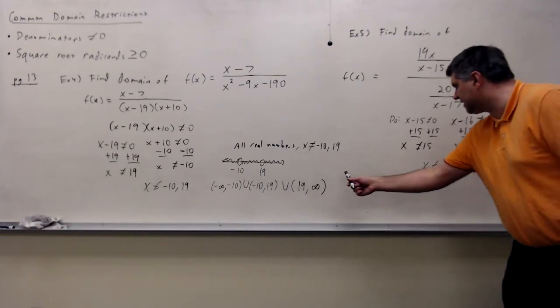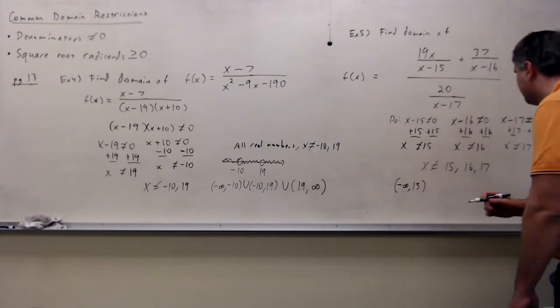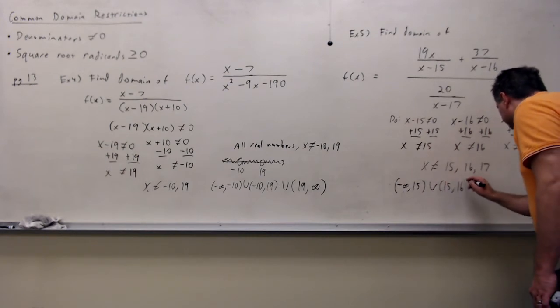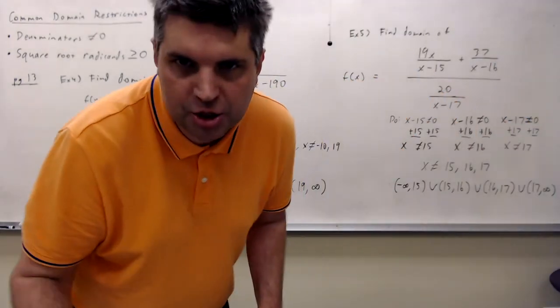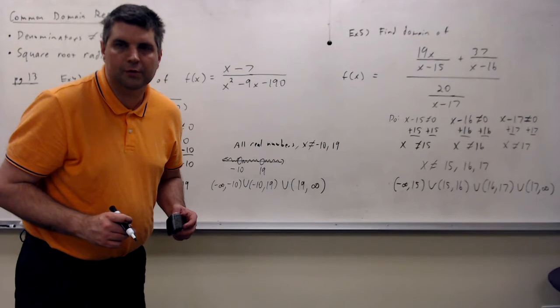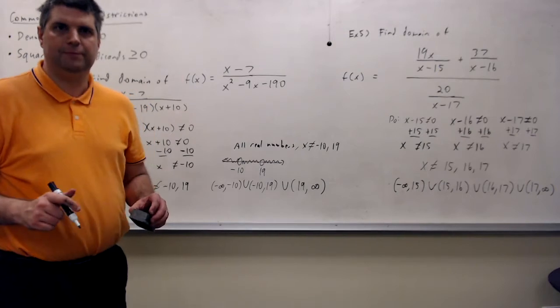So, we'll do something similar for interval notation on these. Negative infinity up to 15, union, 15 to 16 non-inclusive, union, 16 to 17 non-inclusive, union, 17 and everything afterward. Sorry, not 17, everything after 17. Okay, so 17 to infinity. Okay, hopefully my screen stops shaking. All right.